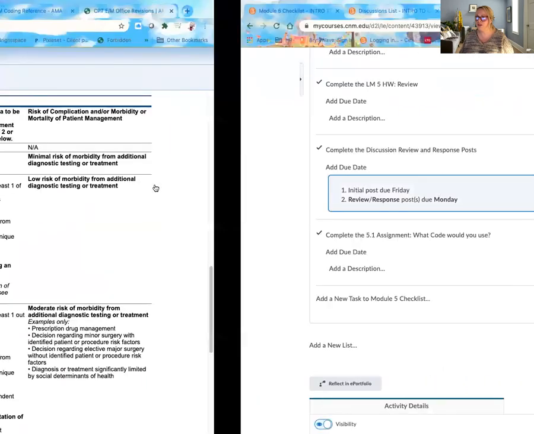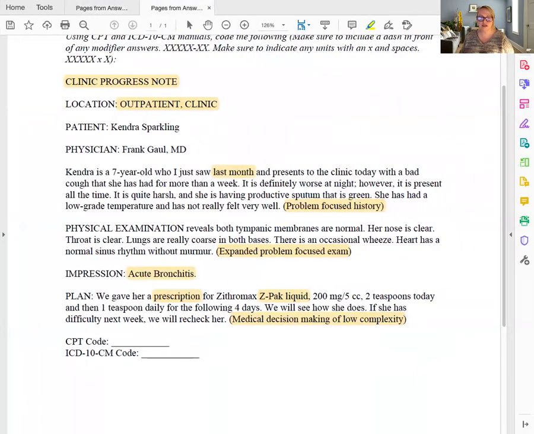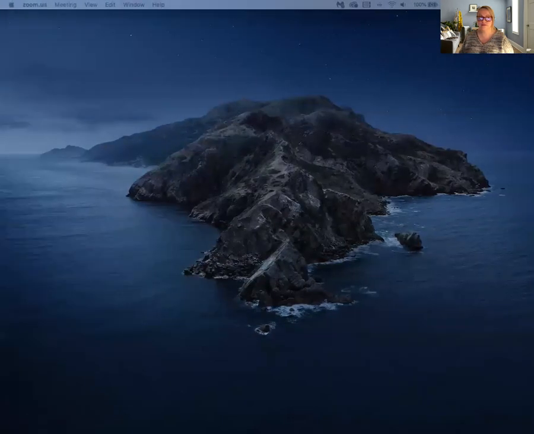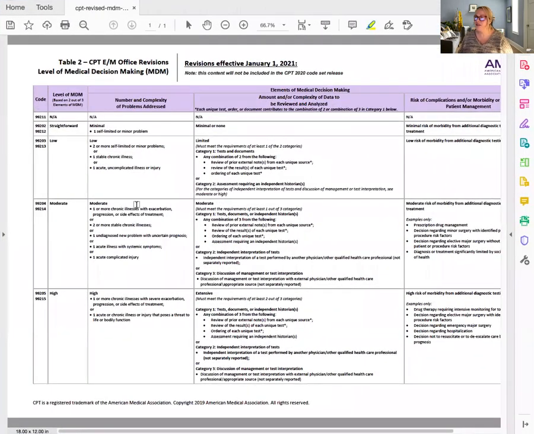I'm going to go to my other chart and see where it disappeared to. For my medical decision-making from the AMA. If it'll ever come to this screen. Here I have a patient.